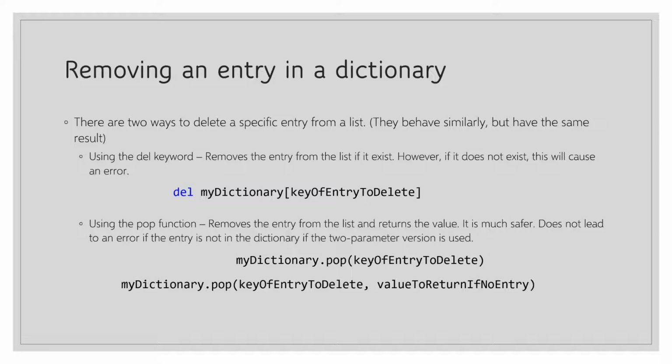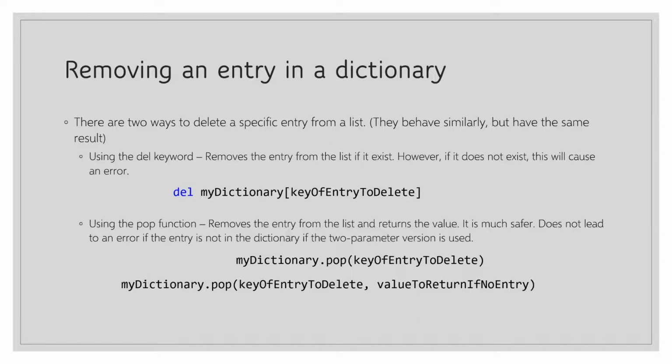Now, there's also the pop function. Pop is a very special function because you will hear it a lot in programming. Pop is a function that is present in a bunch of data structures, and they generally do the same thing. Pop just means delete, kind of. So you can use pop in one of two ways. You can use it the single parameter way, which works the same way as delete. You just do the dictionary dot pop, and then the key of the entry you want to delete, and then it'll delete it if it exists.